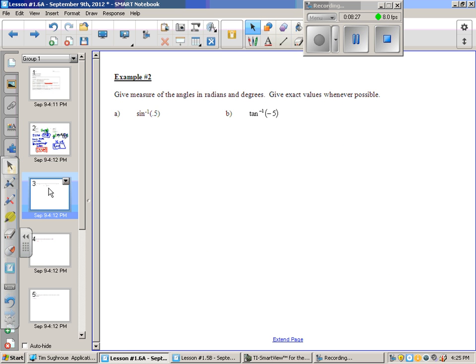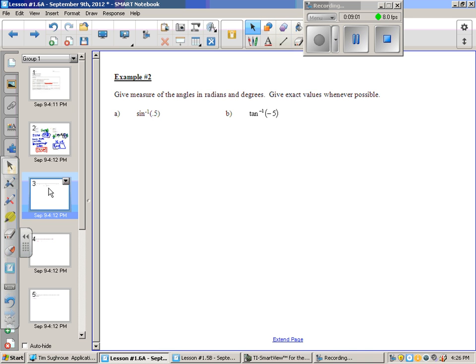Here we go. Example number 2. Give the measure of the angles in radians and degrees. Give exact values whenever possible. Here's the deal on these particular problems. First of all, if it uses this notation here, sine to the negative first power, tangent to the negative first power, we give only one answer. You have to know when you give only one answer and when you give multiple answers if they give you an expanded domain or range of acceptable answers. You have to read the problem carefully. On these, we only give one answer.